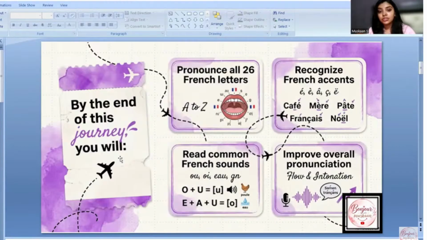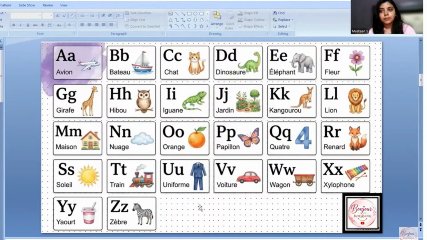And I hope by the end of this journey, you will pronounce all 26 French letters and recognize French accents, as there are different accents in French, and also read common French sounds. For different alphabets and combination letters, there are different sounds. And you will also improve your overall pronunciation. So let's first of all do the alphabets.